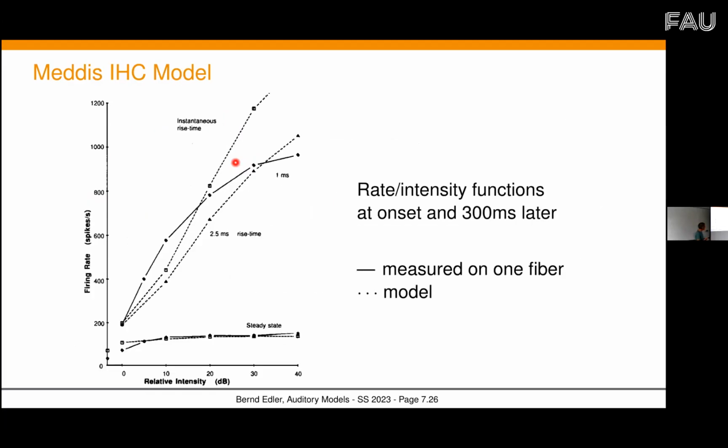And what you get out by that is a kind of dynamical behavior. And you can imagine that it is not just that the number of transmitters in the cleft is proportional to the displacement of the basilar membrane, but it's more complex. And so they measured on one fiber the rate and intensity functions.